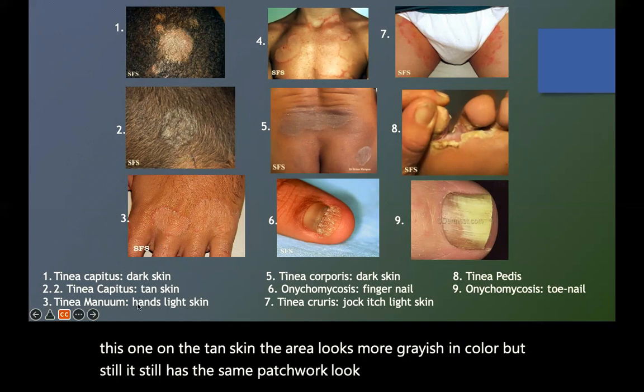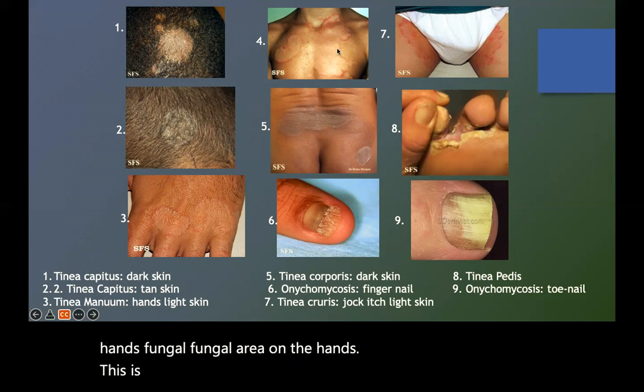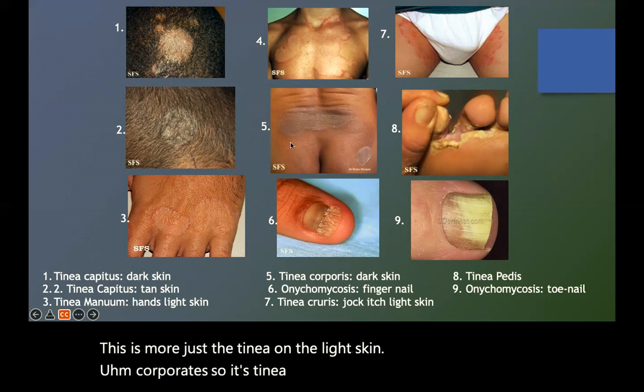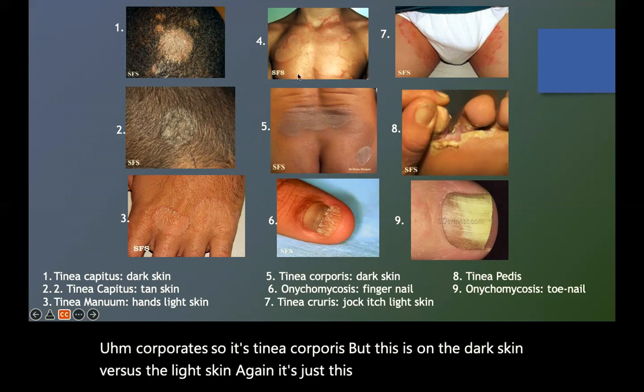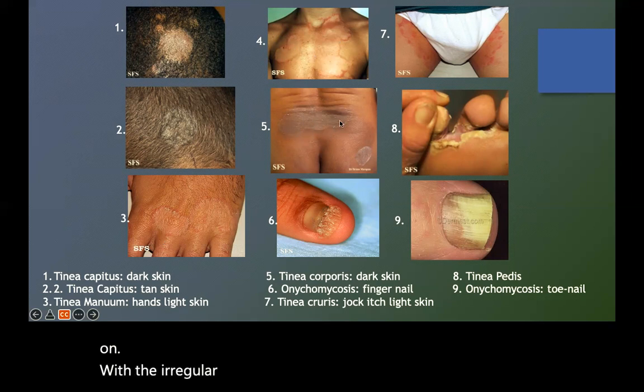Number 3 here, we have tinea manuum, which is basically tinea on the hands, a fungal area on the hands. This is the tinea on light skin. Then tinea corporis, but this is on the dark skin versus the light skin. Again, it's this patchy, diffuse thing going on with the irregular borders. That's how you know it's tinea.